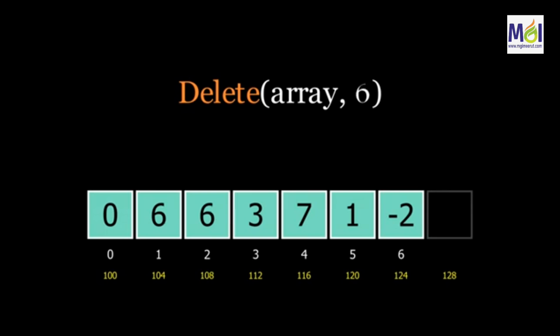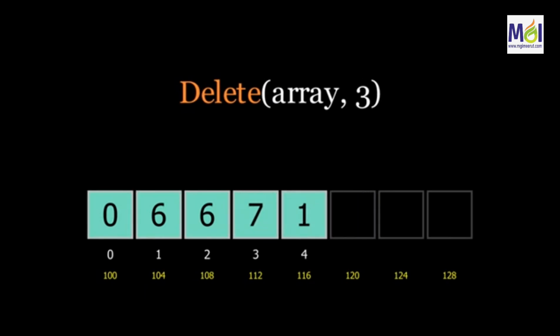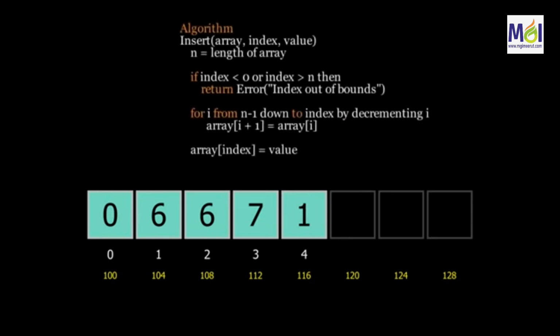Now deleting the element from the end of the array takes constant time because the loop will run only one time and will delete the element. But on an average, deleting the element from any index will take big O of n time complexity. Now the next operation is inserting the element.